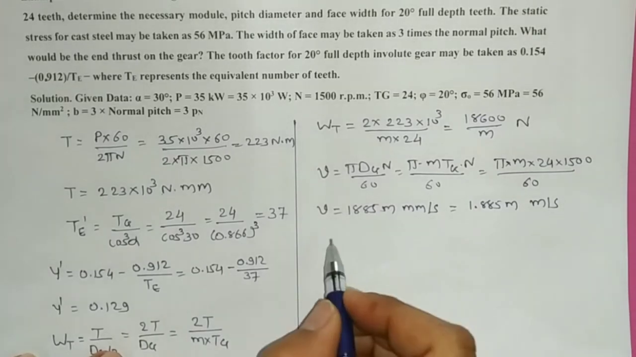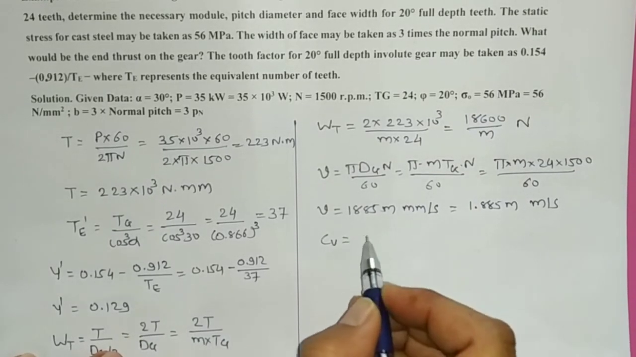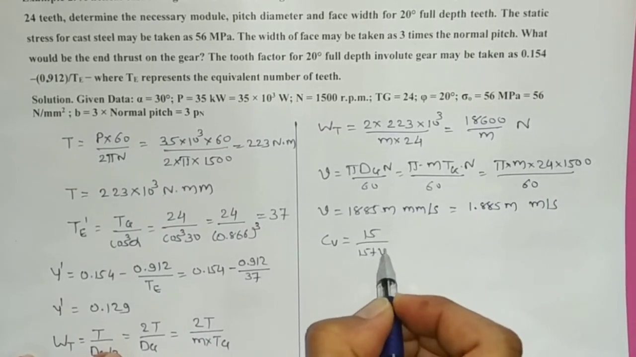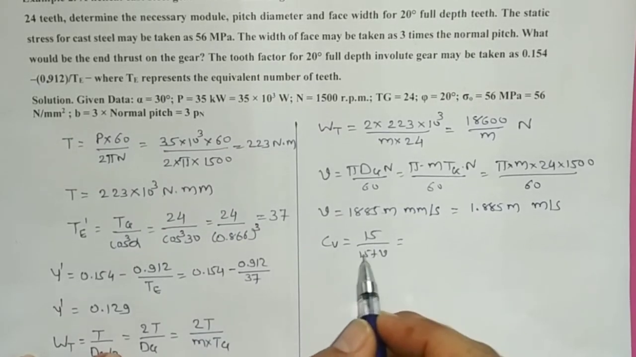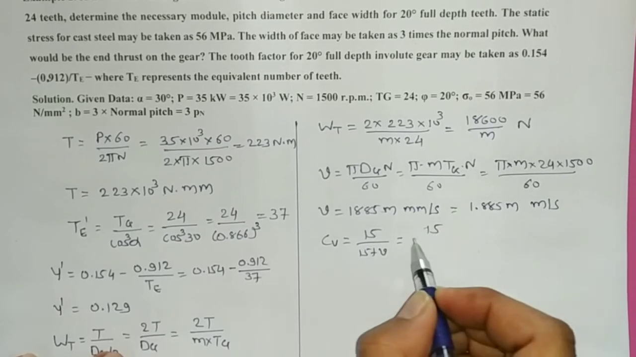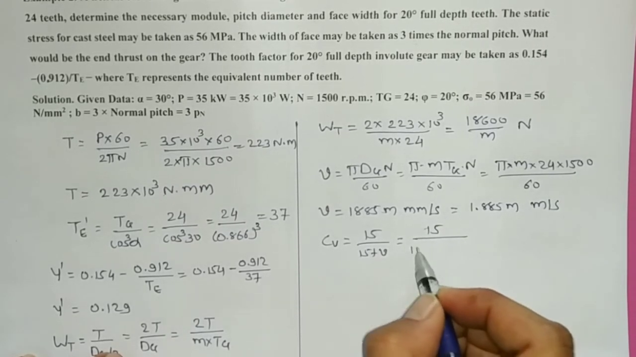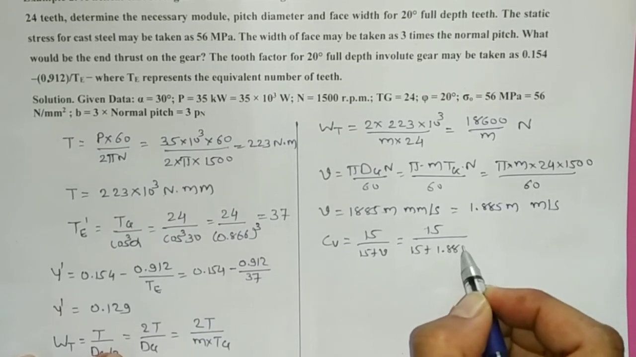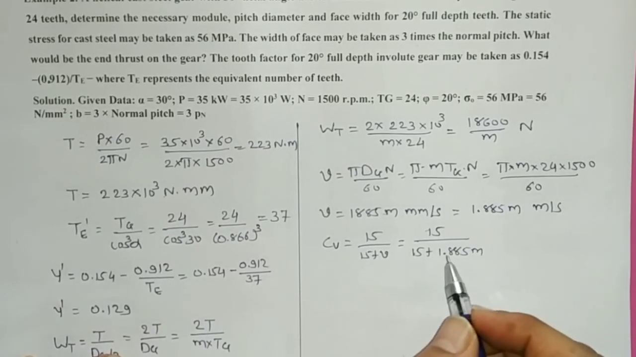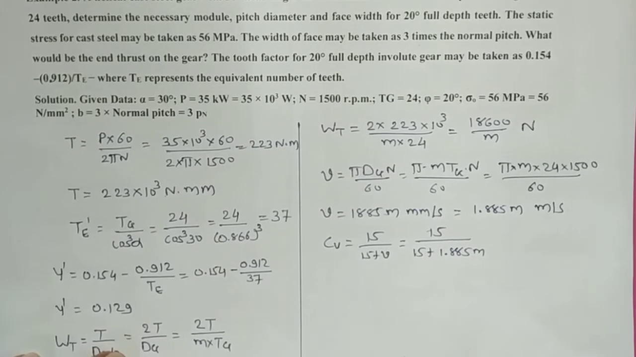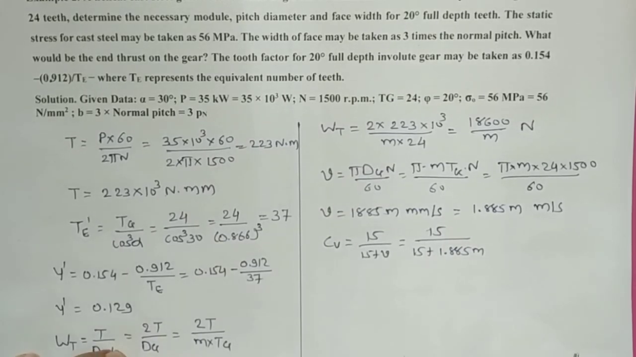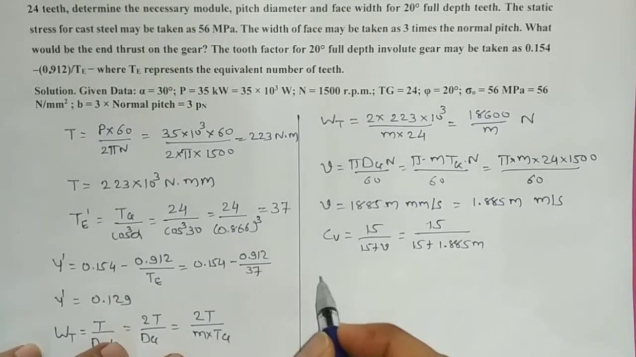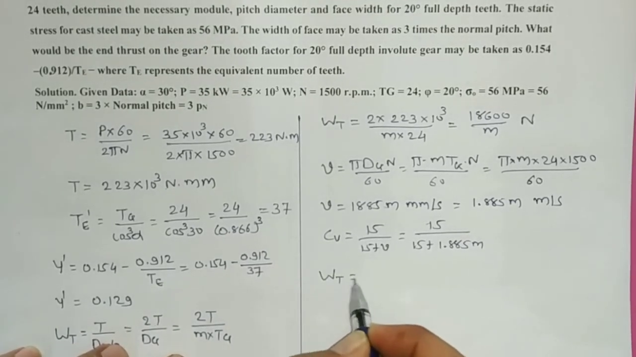Now let us find the velocity factor CV. So velocity factor CV is equal to 15 upon 15 plus V. So therefore is equal to 15 divided by 15 plus V is equal to 1.885 m. Okay.